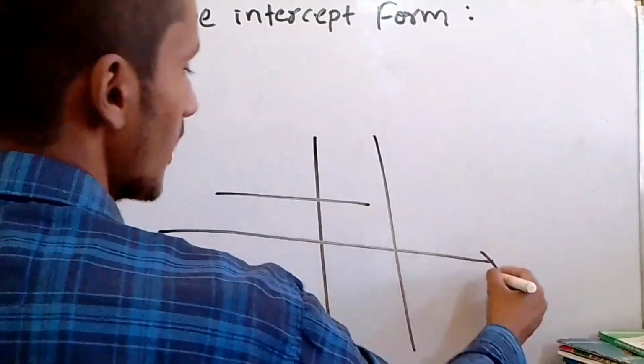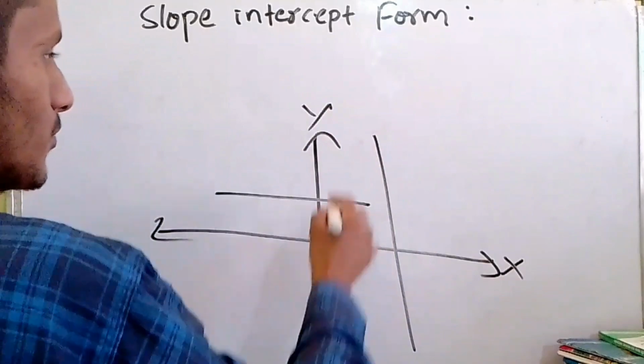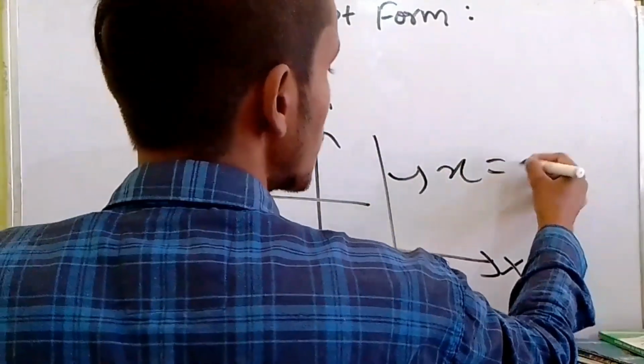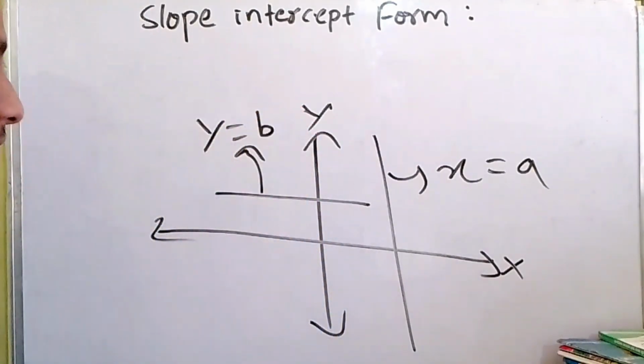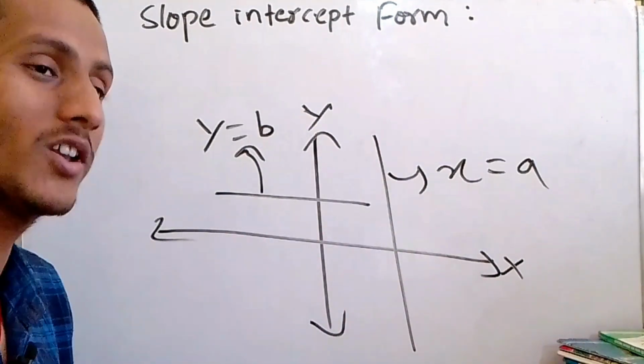If you have a vertical line on a Cartesian plane, on an xy plane, then the equation of a vertical line will be x is equal to something. Let's suppose that is a. For a horizontal line, y is equal to b. It is parallel to the x-axis, and the vertical one is parallel to the y-axis. We already have talked about this.